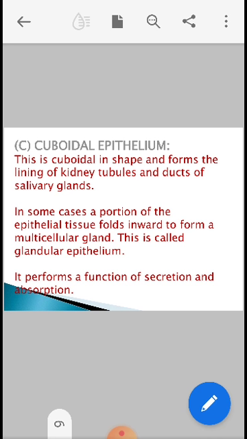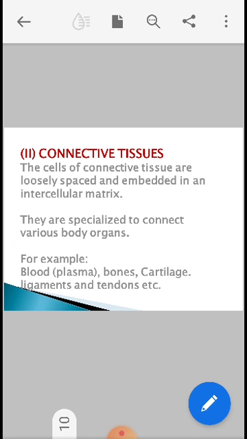So what is its function? Its basic function is secretion and absorption. So the secretion that takes place and the absorption that takes place is due to the cuboidal epithelium tissues. Now let's talk about the fourth type of tissue, and that is the connective tissue.